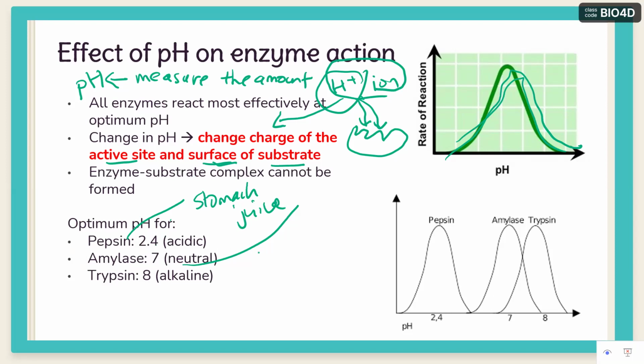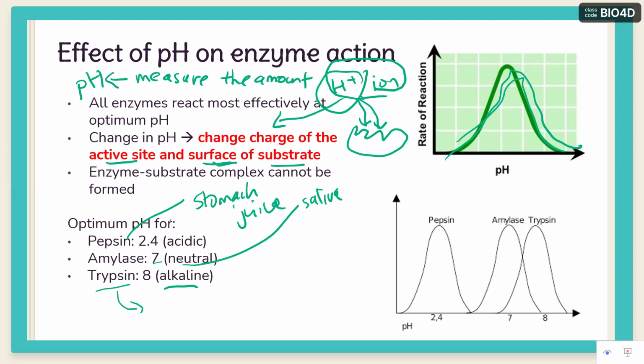Your amylase, this one is found in your saliva to digest the food. This one is neutral, pH 7. Trypsin, I forgot where trypsin is. If I'm not mistaken, it breaks down lipid, but I forgot which part of your body. Now this one works in the alkaline, a big alkaline, which is pH 8.